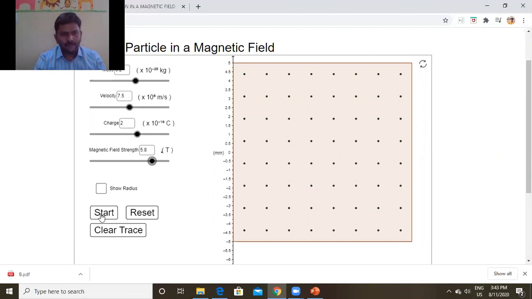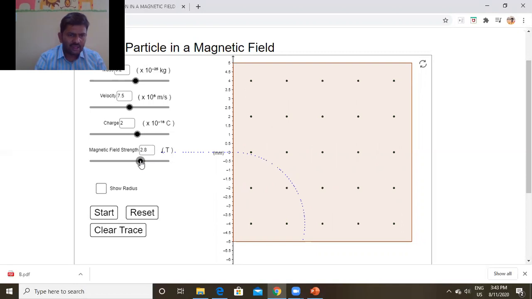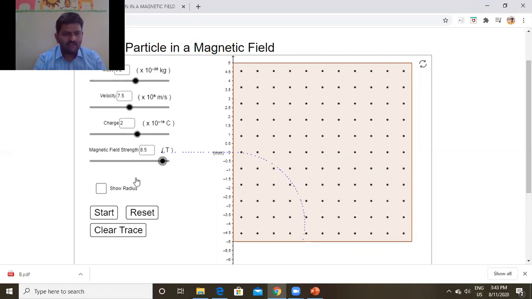Let us see what happens. I am starting this simulation. What happens, you see. The dots shown in the picture are the motion of the charged particle. If we increase the field, what happens? We'll see. The radius is decreasing. The charged particle is moving in a straight line outside the field. When it enters the field, it is following a circular path.